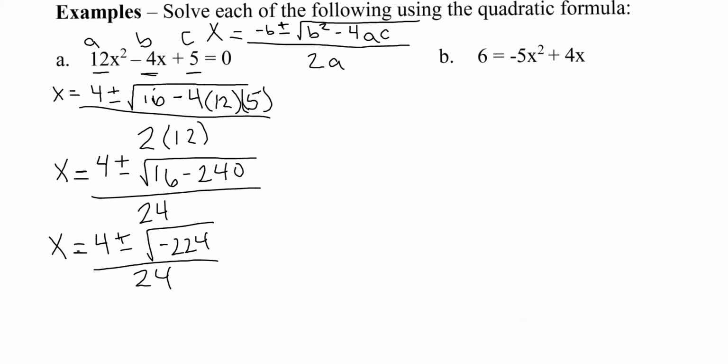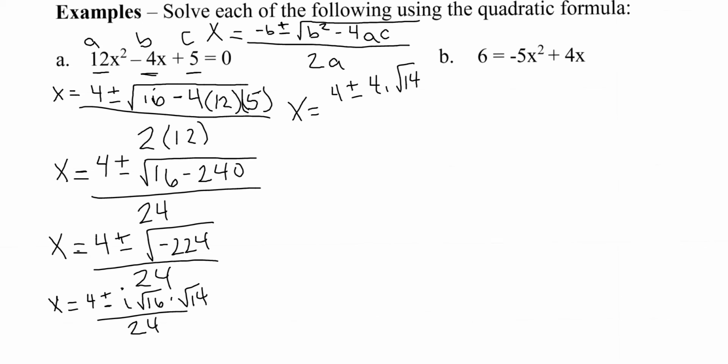So we're going to break this down, and it's going to become 4 plus or minus, and I'm going to make it i, so I pulled out the negative, times the square root of 16 times the square root of 14 over 24. And when I simplify that, it is going to give me x equals 4 plus or minus 4i square root of 14 over 24.